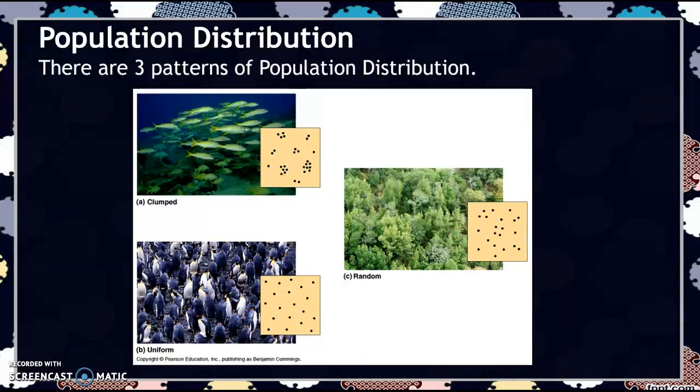Population distribution is how a population is distributed or spaced out in an area. So there's three major patterns of population distribution. There's clumping, there's uniform, and there's random.